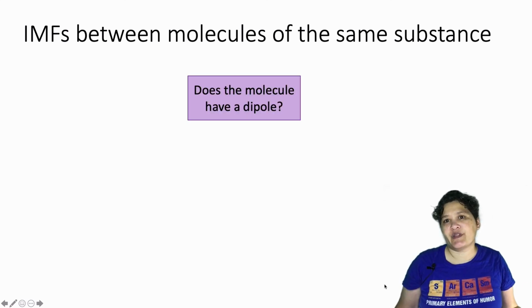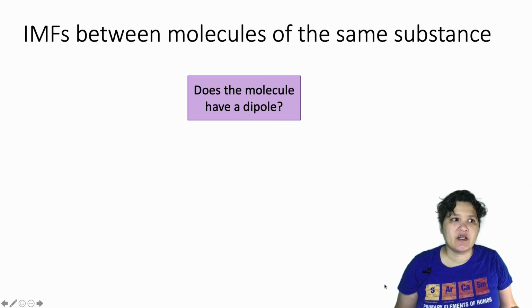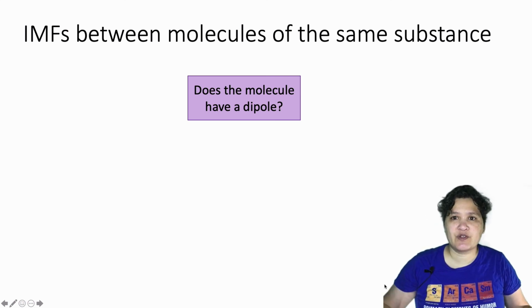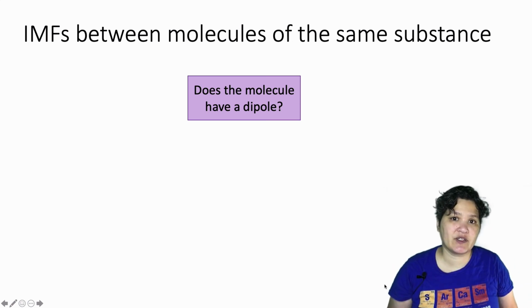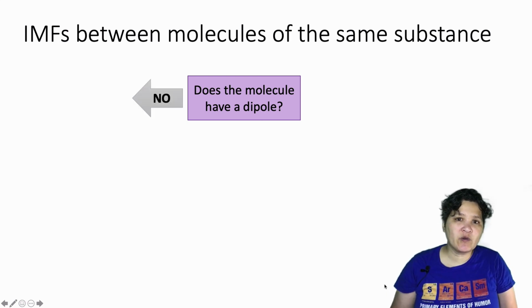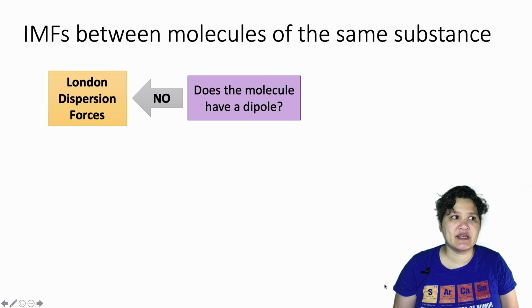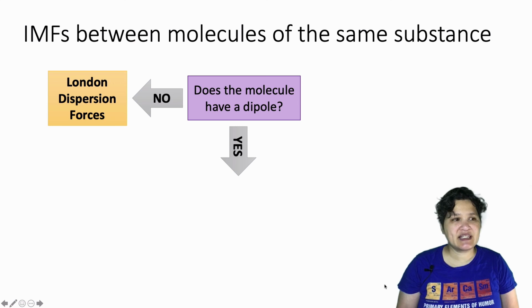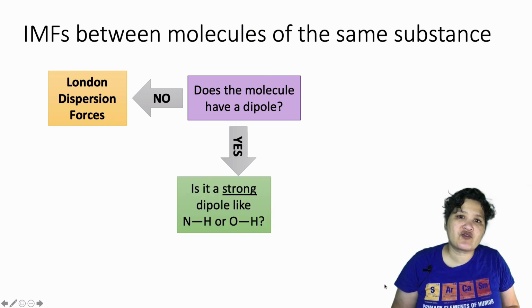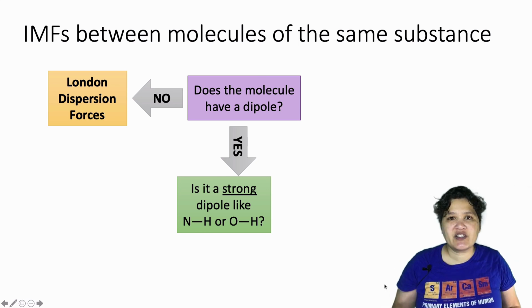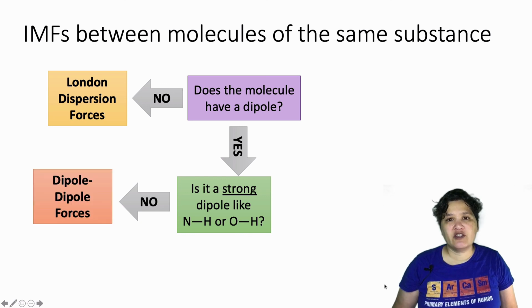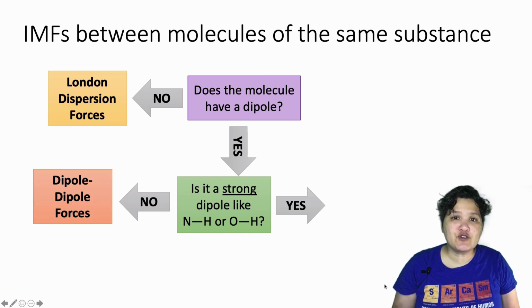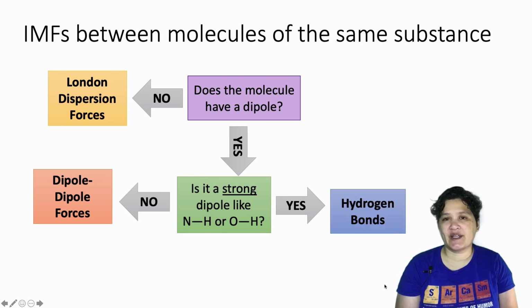And we always are going to start with this question. Does that molecule have a dipole? In this particular case, we're talking about molecules of the same substance. So every molecule is going to answer the same to this particular question. If there's no dipole, the only force that can occur in that system is London dispersion forces. What if it does have a dipole? If it has a dipole, the next thing we're going to ask is, is it a strong dipole? Like oxygen-hydrogen bonds or a nitrogen-hydrogen bond. If you don't see one of those bonds, you have a dipole-dipole force. If you do have some of those bonds present, then you're going to get hydrogen bonds.